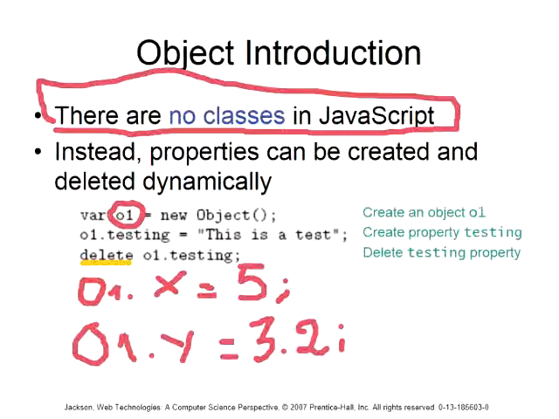Any questions about object? No, 3.2 means 3.2, like 3 comma 2. It's a float. It's a number in JavaScript. Yes, decimal. Any other question about objects and how we can create objects in JavaScript? Good.